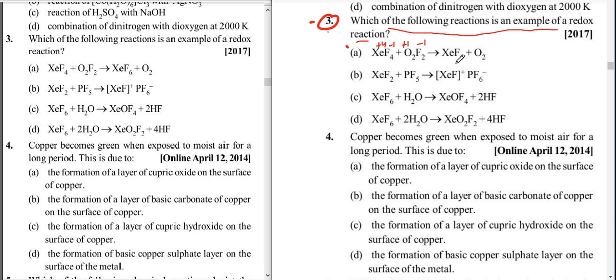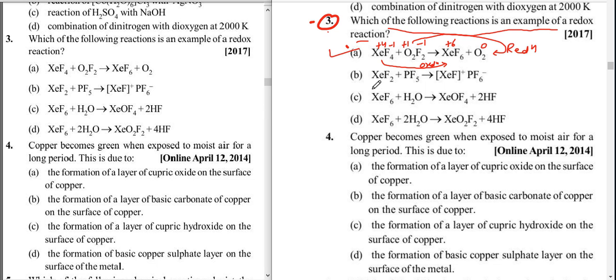Here xenon is plus 6. Oxygen is 0. See, plus 4 to plus 6, that means oxidation. Here oxygen plus 1 to 0. Plus 1 to 0 means electron gaining. Electron gain, that is reduction. So the option will be A.